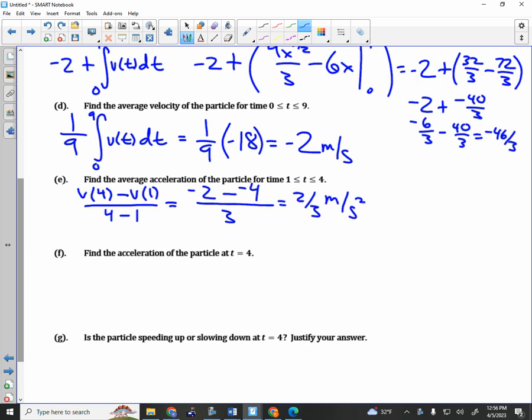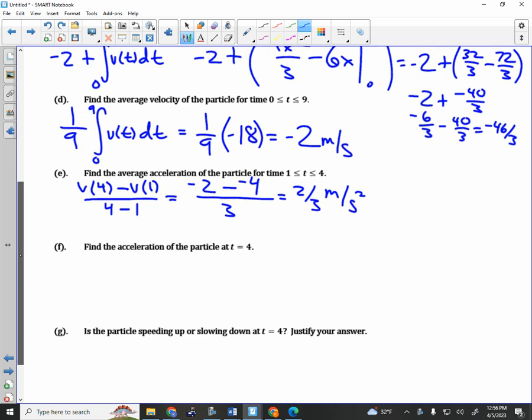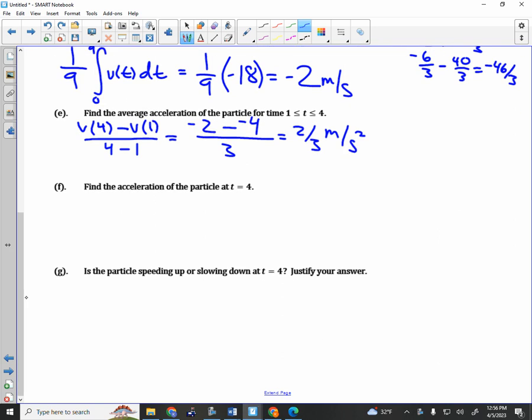What will the label be for the position? Meters. Okay, this is one that I think everybody could get. I'm going to give you 20 seconds to talk on your own about how to set up. Find the acceleration of the particle at time equals 4. Talk to your peer. Go.